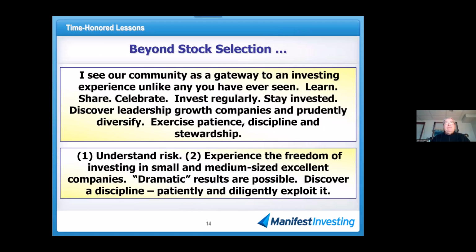All right. So again, I just encourage you to think beyond stock selection, think beyond the guide. The community is a gateway. We do believe in the notion of investing regularly and finding great companies, and owning them for as long as it makes sense to do so. The stock selection guide is actually probably misnamed. George said that himself. It really is an analysis guide, which can also help with the decision to sell a stock. So it's not just about selection.